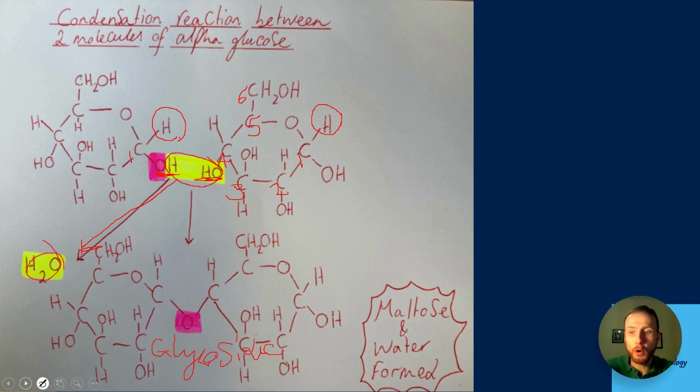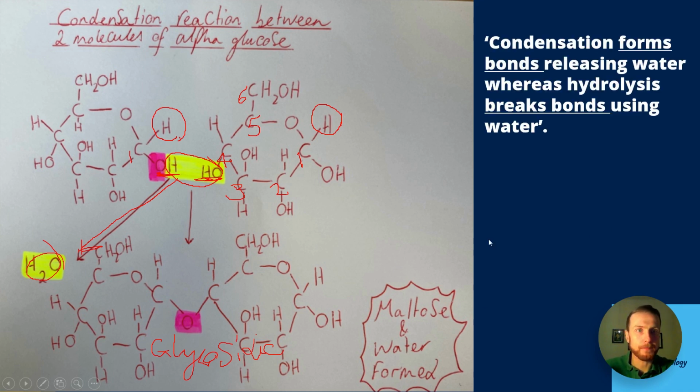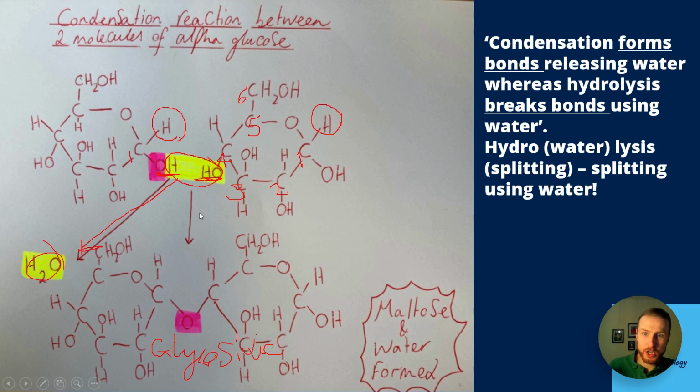And that shared oxygen there is what's called a glycosidic bond. Now, the molecule that's formed as a result of this is a disaccharide, and that specific disaccharide is maltose. Maltose is broken down by the enzyme maltase. More on that in a video I'm going to release on digestion. So, we have alpha glucose plus alpha glucose going to maltose plus water. So just to summarize this, condensation forms bonds, releasing water, whereas hydrolysis is the opposite of this. So we could show hydrolysis here, where we'd have to actually add water, and it'd be the other direction. Now, hydro meaning water, lysis meaning splitting, so splitting using water.